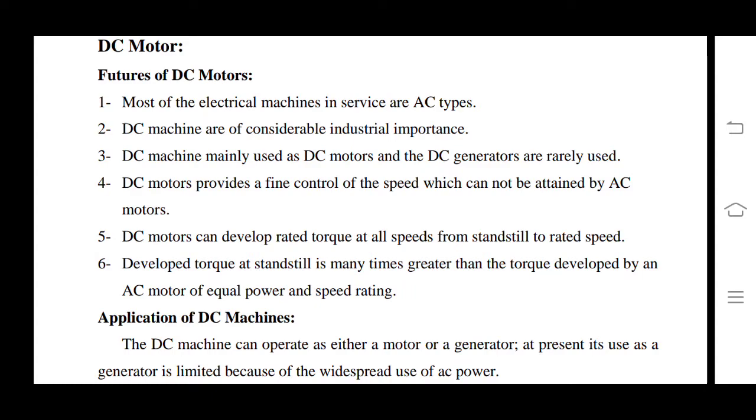there is a commutation failure. Between the commutator segments there is a mica insulation. That mica insulation gets damaged, so we go for AC power generation. Because there is no commutator in an AC machine, we go for AC power generation, not DC power generation. Large rating of power generation is best suitable for AC power generation, not DC power generation.